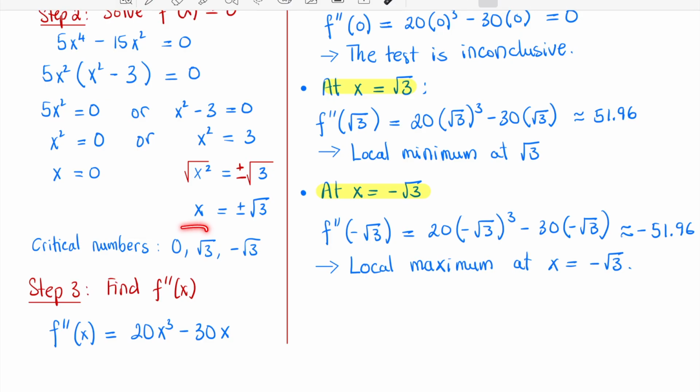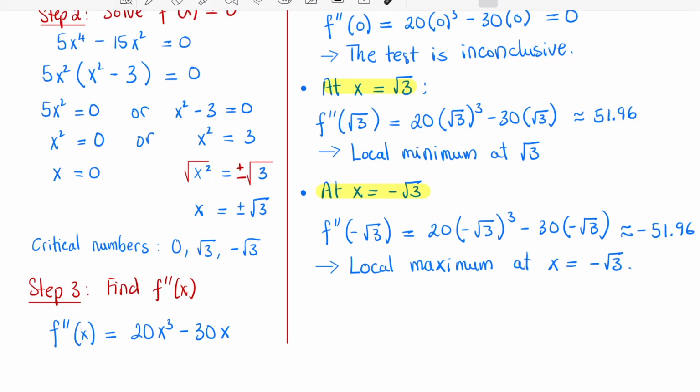So we have three critical numbers. At root 3, we have a local minimum. At negative root 3, we have a local maximum. At 0, the test is inconclusive. That means we don't know if there is a local minimum or local maximum at x equals 0.